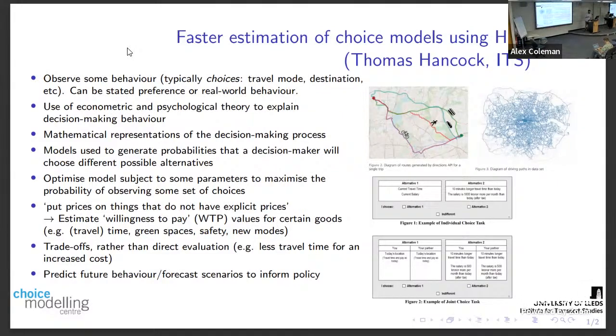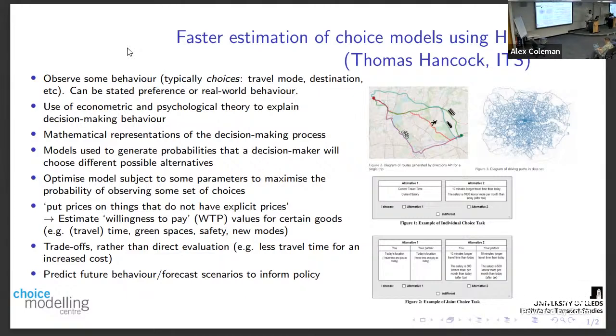The really classic example that's been around recently is the HS2. How much are people going to be willing to spend to save some time? So if you can say it's going to take 30 minutes less to travel from Leeds to London, how much extra will people be willing to spend to save that 30 minutes?